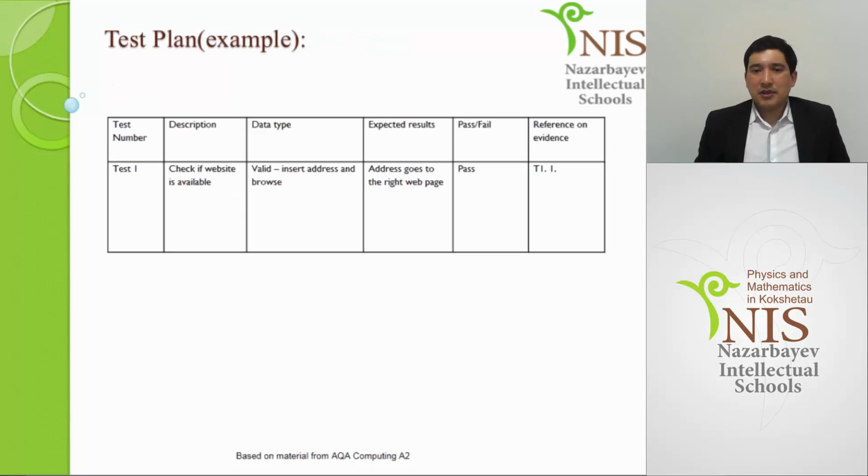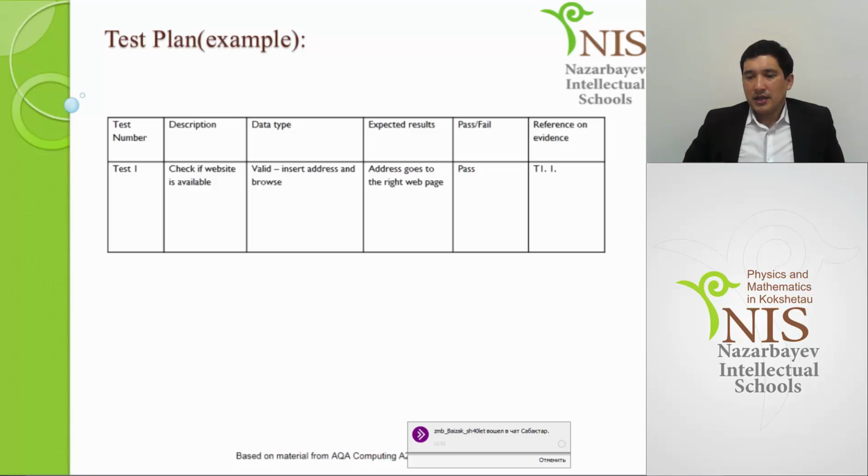And one example from students' work is a test plan example. The head of this table is column number 1 called test number, second description, third data types, fourth expected results, fifth pass or fail, and reference on evidence. We have a link or maybe just the name of this part.